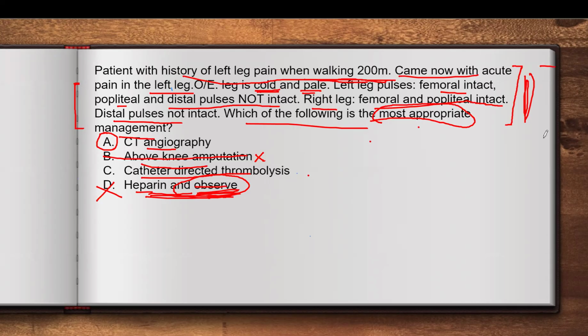Since this is incomplete ischemia, that is why we will do CT angio. We have time right now. Okay.